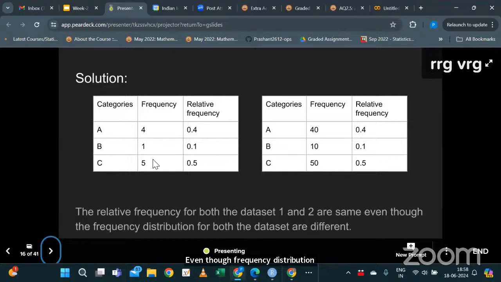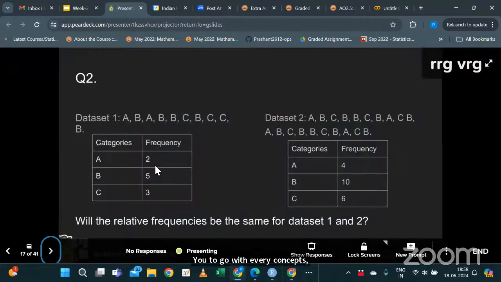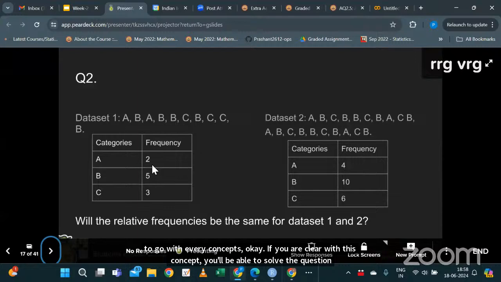Okay. I think this is clear, right? This type of question should be asked in the qualifying exam. See, you have to go through every concept, okay? If you are clear with this concept, you will be able to solve the questions.